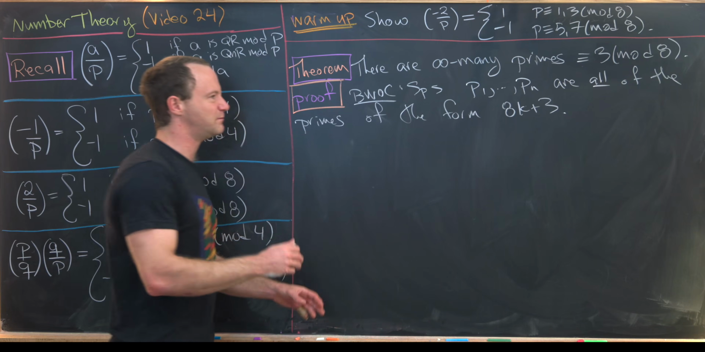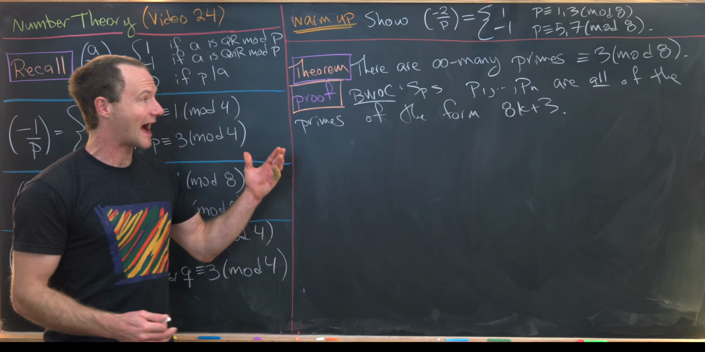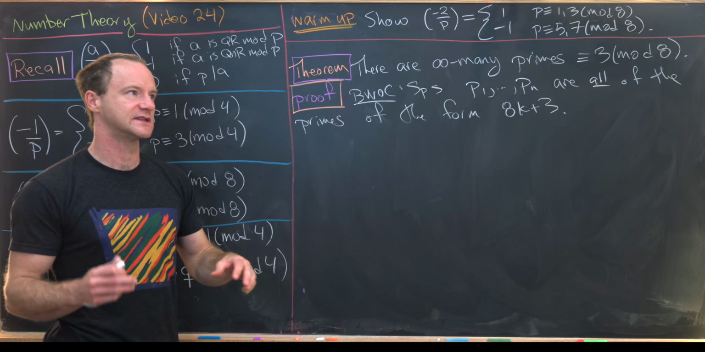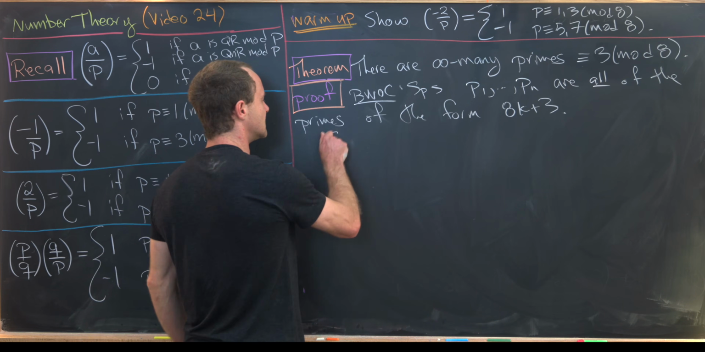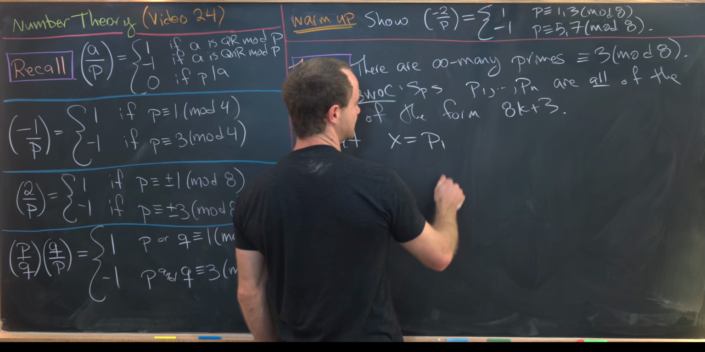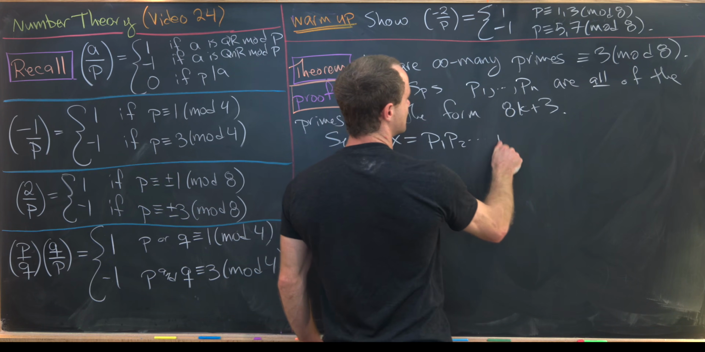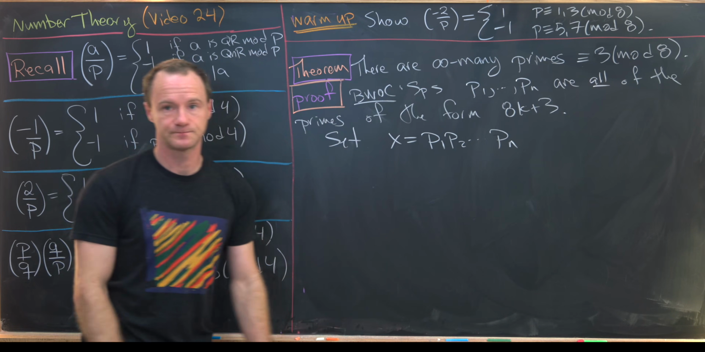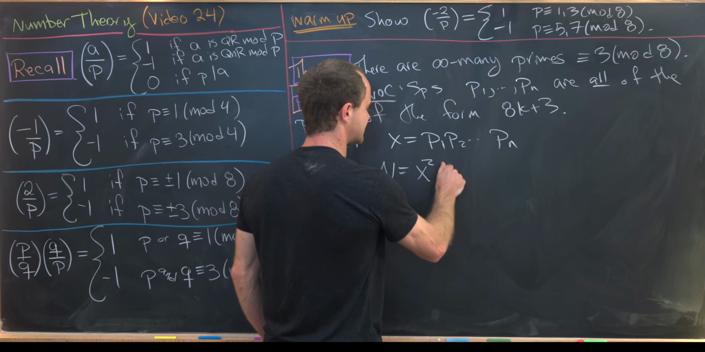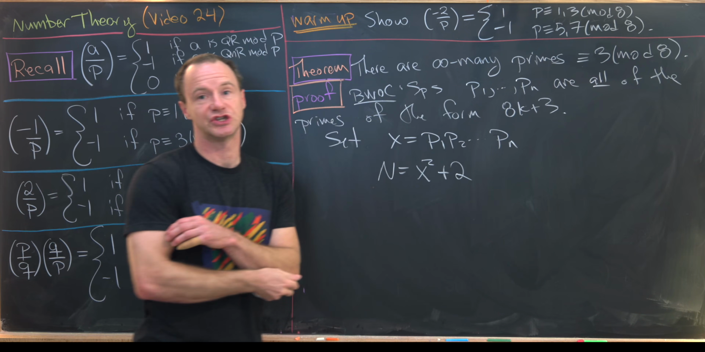Okay, so now we want to build some objects out of these primes that we can exploit with quadratic reciprocity, again, to build that contradiction. So let's set x equal to the product of these primes. So P1, P2, all the way up to Pn. And then let's set n equal to x squared plus 2.